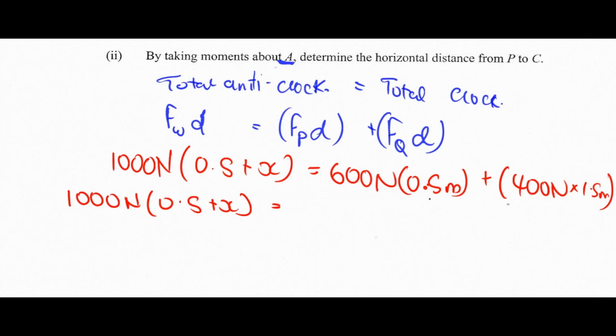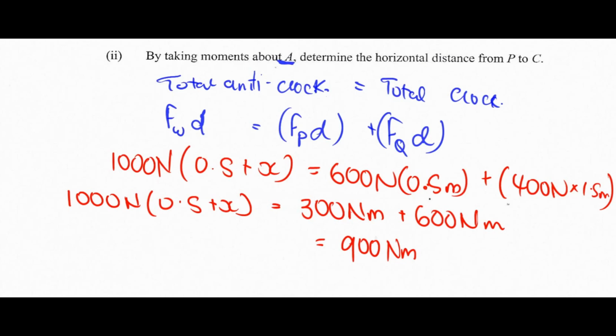So 600 times 0.5, which is literally half of 600, which would be 300, right? And 1.5 of 400, which would be 400 plus 200, 600 newton meters, I believe. So basically 1 plus half of 400, but put it in your calculators. It's 600, so I'm correct. 600 plus 300 is 900 newton meters, being equal to 1000 newtons times 0.5 plus x.